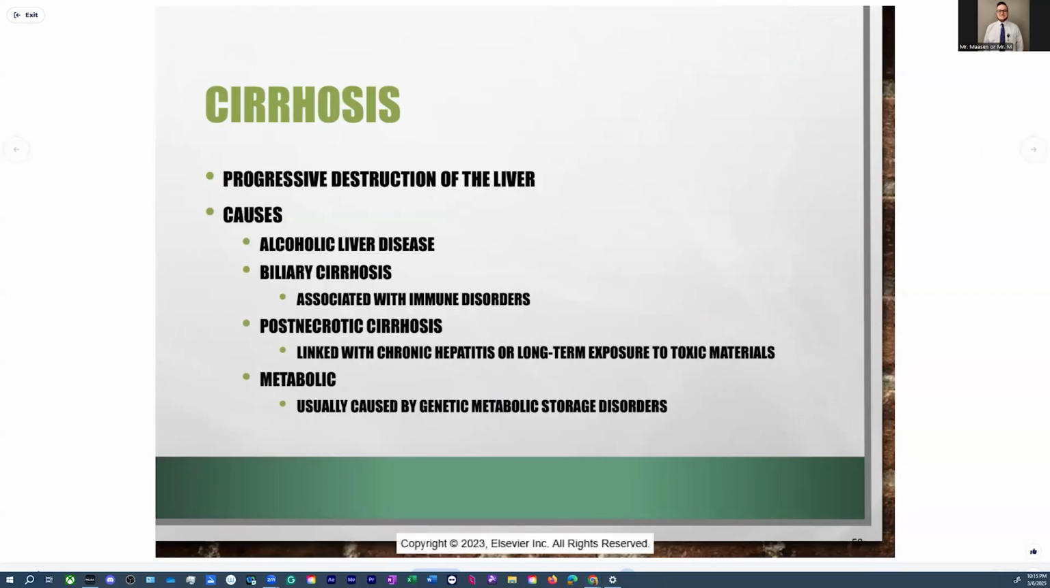Hang in there. We're keeping going. Cirrhosis of the liver. So liver cirrhosis is basically the word cirrhosis for liver. This is need to know, guys. This is need to know. Liver cirrhosis means progressive destruction of the liver. So what causes progressive destruction of the hepatocytes?